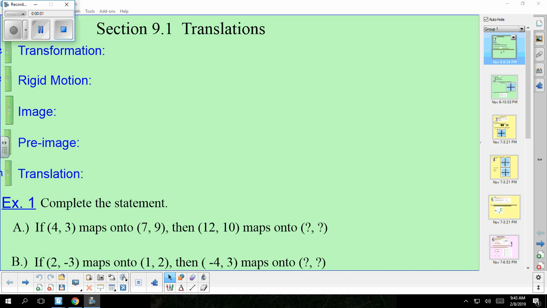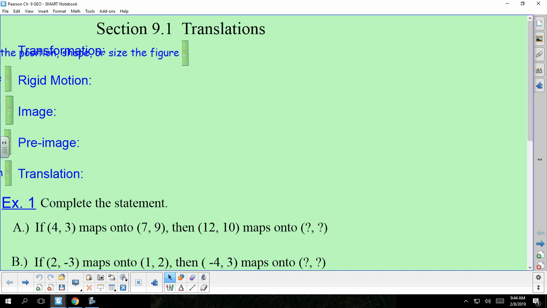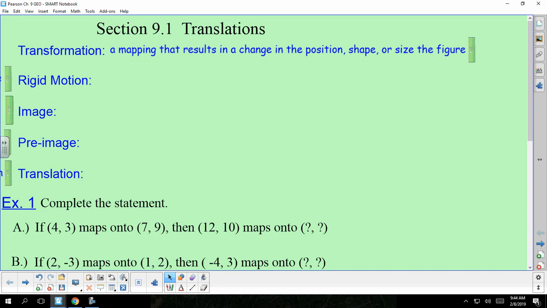All right, so chapter 9 is on transformations. A lot of you have seen this probably in your 7th grade Common Core math. This is on reflections, translations, and rotations in the coordinate plane. So a transformation is a mapping that results in a change in the position, shape, or size of the figure.